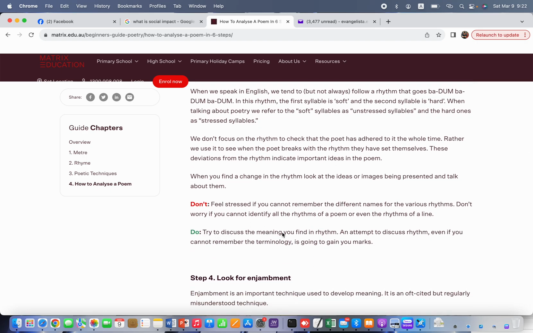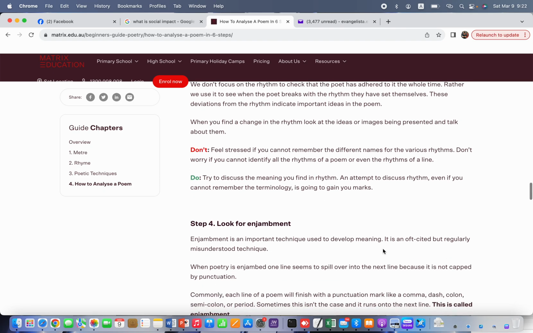Try to discuss the meaning you find in rhythm, and attempt to discuss rhythm even if you cannot remember the terminology; it is going to gain you marks. So, definitely identify the rhythm. If it's a free verse, yeah, just enjoy reading it. Same process, just follow through.